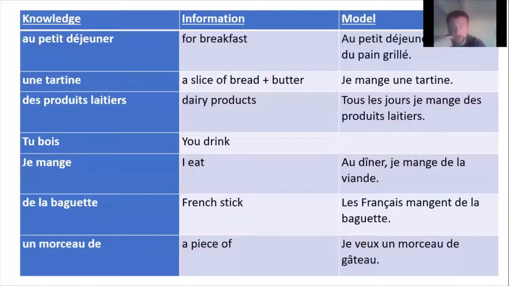Final one, the hardest one is definitely model. So tu bois, you drink, and what it is asking you to do there with that gap is to use it in a sentence. So for example, qu'est-ce que tu bois, what do you drink? Now I was demoing this in class today, and a Year 8 came up with, I think he said tu bois du coca. I've written tu bois du jus d'orange, you drink orange juice. That's also correct. That sentence there, as long as you're using what's in the knowledge here and put it into a sentence that makes sense, you get the mark.